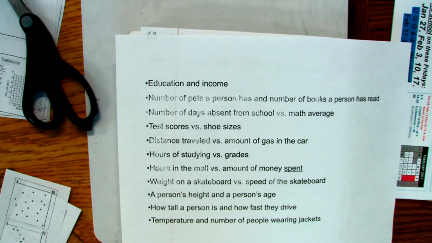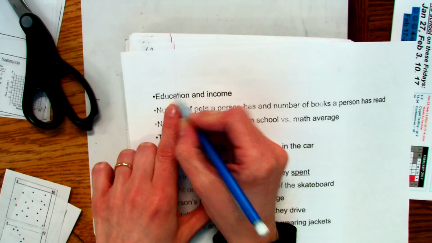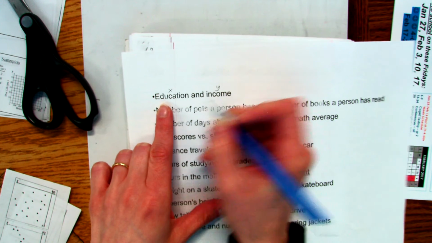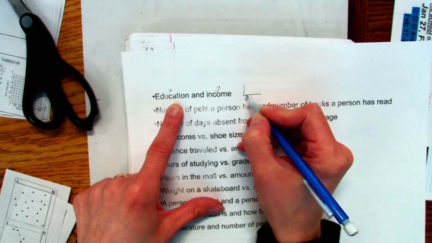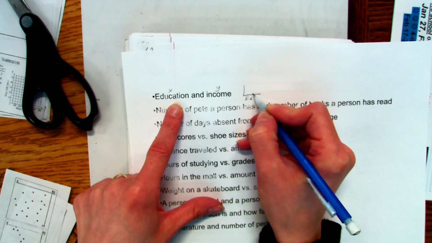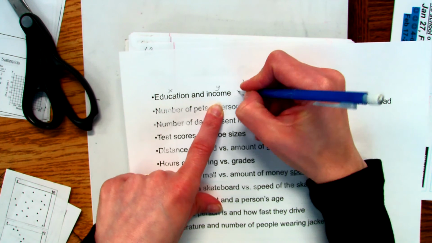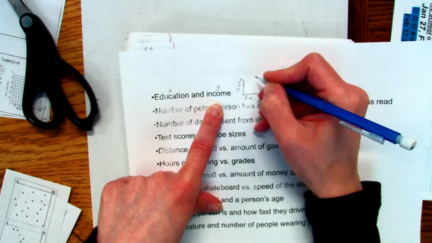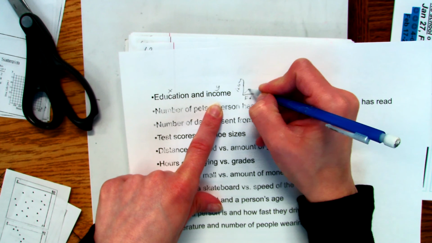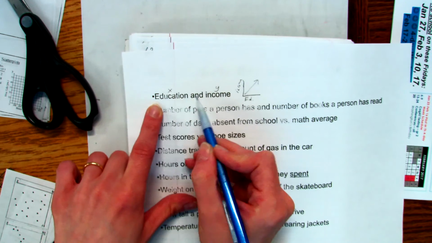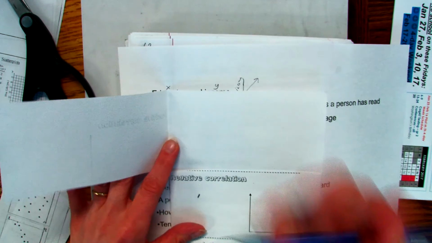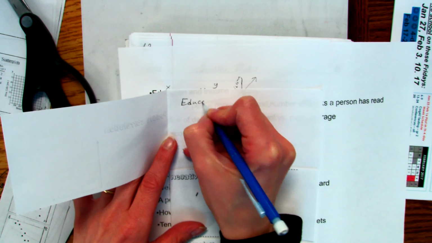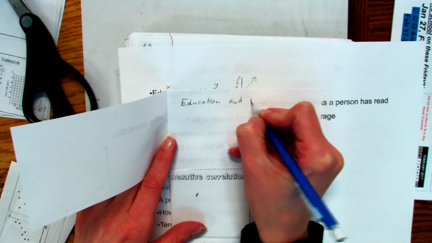So let me do one of these with you. Just watch me, and then I'll give you everything you need. So education and income. Education would be your X, income would be your Y. So what you want to think about is if you had education this way. As you get more and more education, what do you think happens to the income? Would it go down or up? Okay, so we're thinking that this is probably more of an upward trend. So education and income, I would put under positive correlation. Does that make sense?